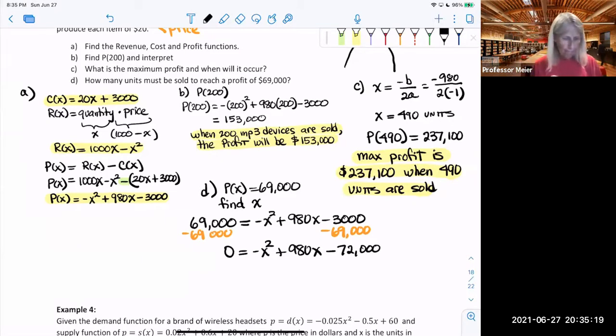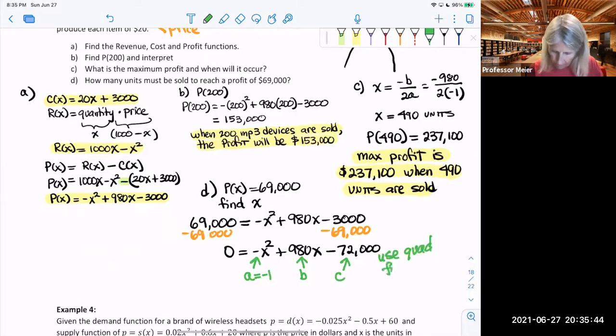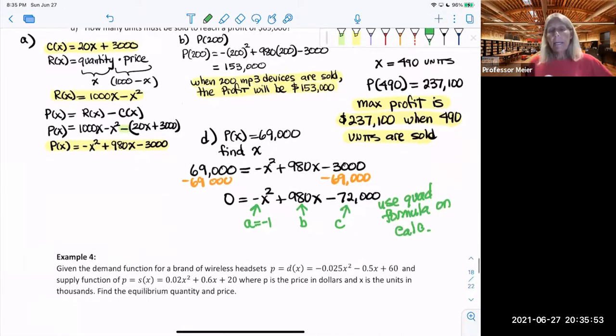I'm going to suggest the quadratic formula, and practice using your calculator. You can try factoring too, but we want to practice all the tools that we have. So remember, a is -1, b is 980, c is -72,000. We're going to use the quadratic formula on our calculator. You have to type that in, so practice using that.